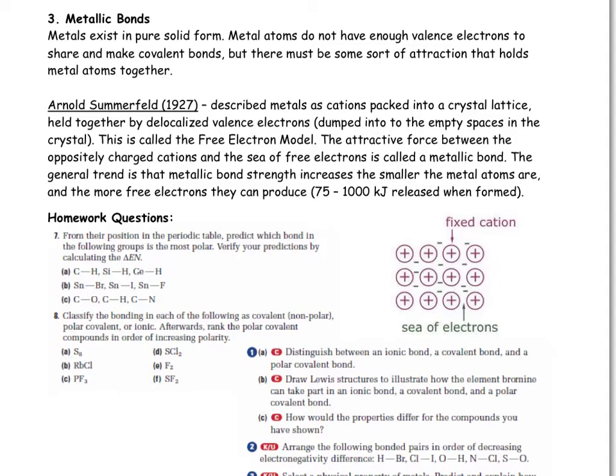So in 1927, a scientist named Sommerfeld described metals as cations being packed into a crystal lattice and held together by delocalized valence electrons. What delocalized means is that the electrons just kind of move around in the crystal and they don't belong to one particular atom. They get dumped into the empty spaces. This is known as the free electron model. Now, the attractive force between oppositely charged cations and the sea of free electrons is what's called a metallic bond.